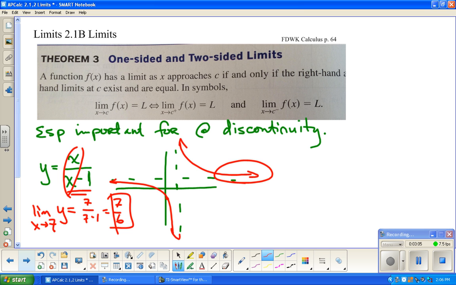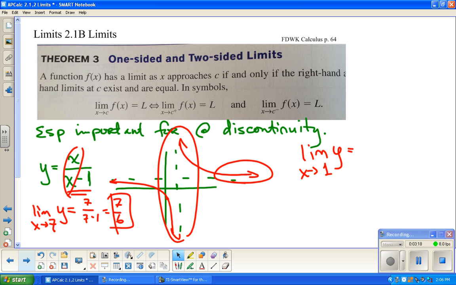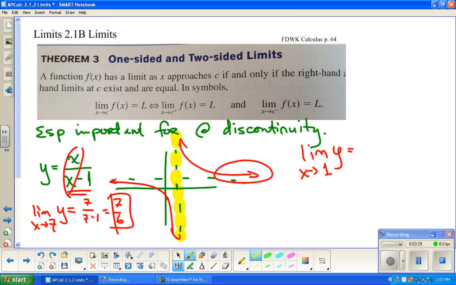The problem is, what if I want to do the limit as x approaches 1? Well, I have a little bit of an issue. It's not continuous at 1. There's this big old discontinuity, this big old asymptote there, and that's kind of a problem. I'm not a big fan of that. So we have to come up with another plan. The other plan is to look at the graph. So let's do that.